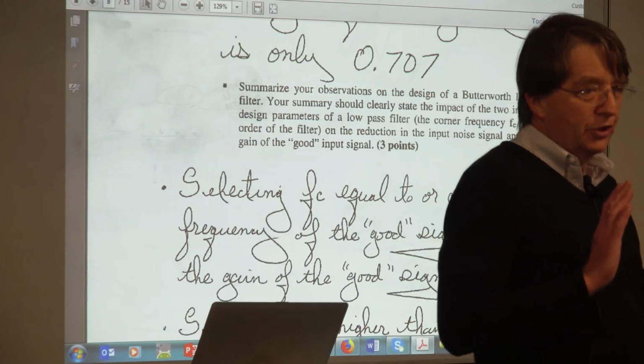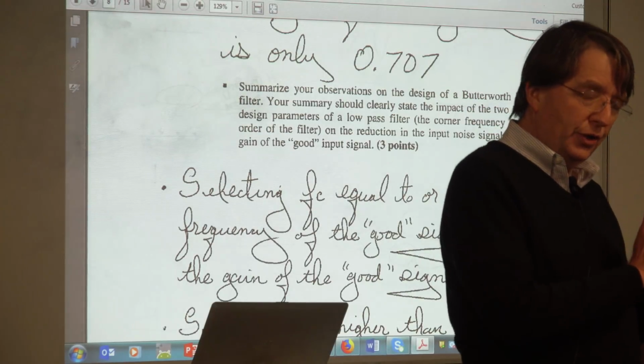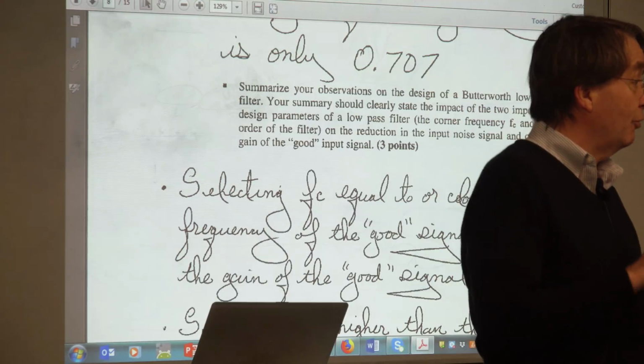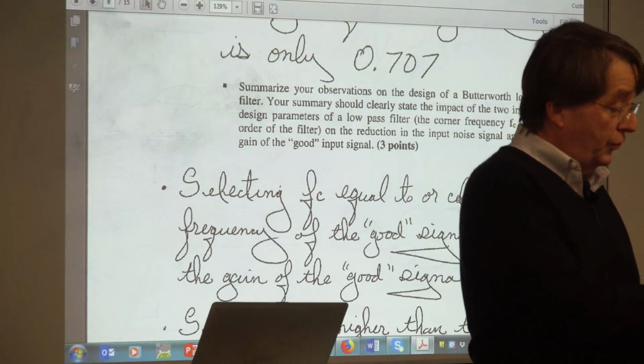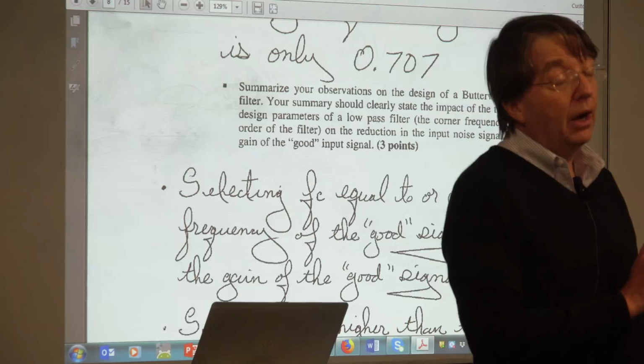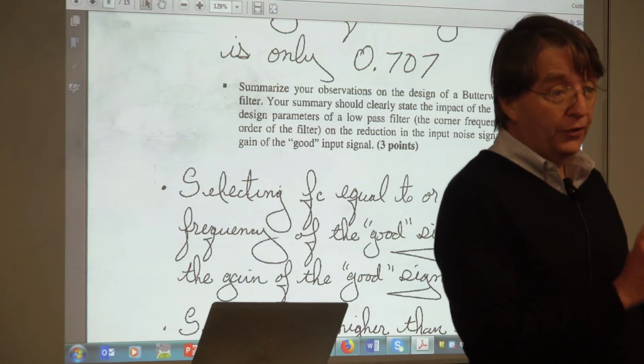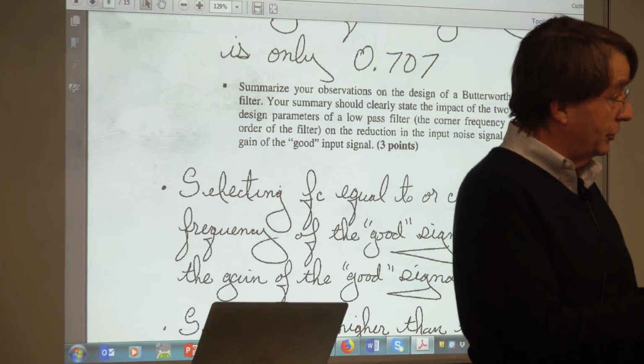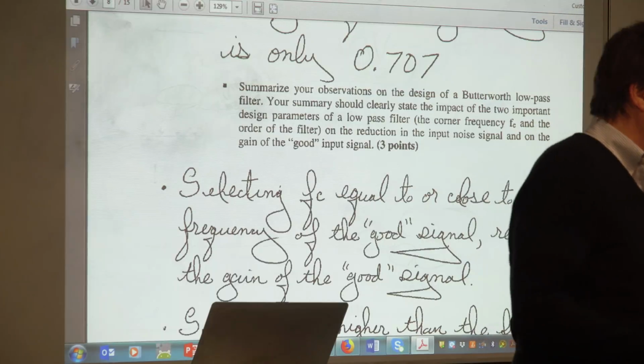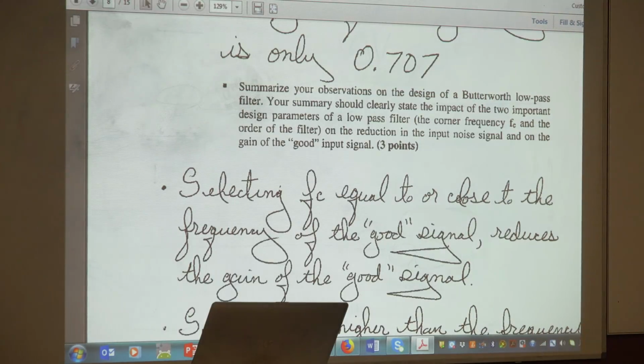Okay? So as you move the corner closer to the noise, you got less room to drop. It means a higher order filter. As you move the corner back towards the good signal, all right, I can get by with a lower order filter because I got more frequency to drop. But I'm now killing myself. I'm not getting as much of the good signal. That's it. That's everything I wrote.